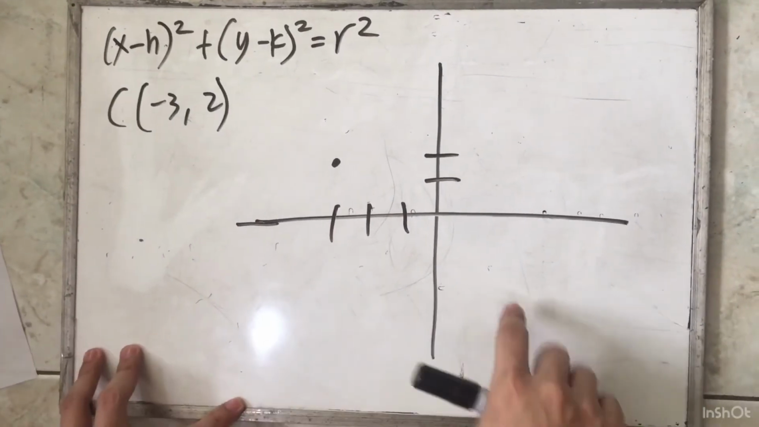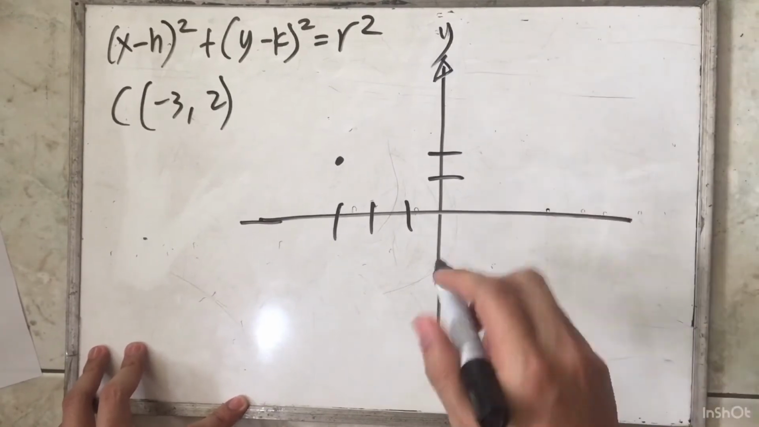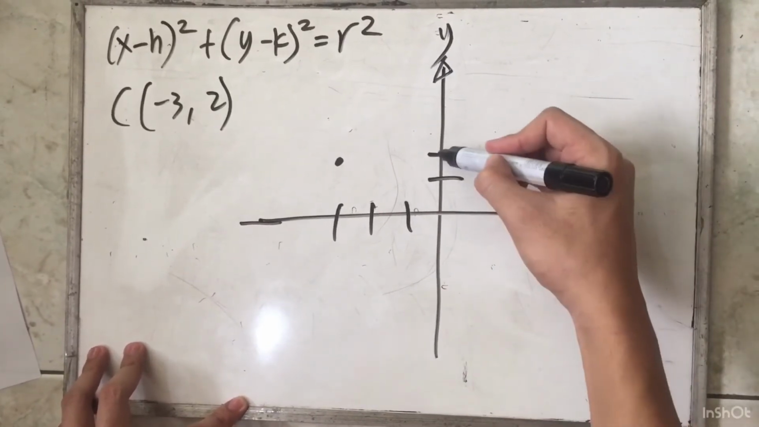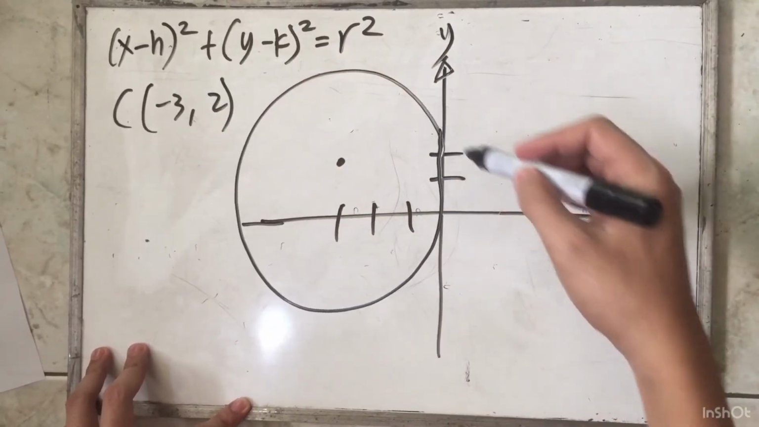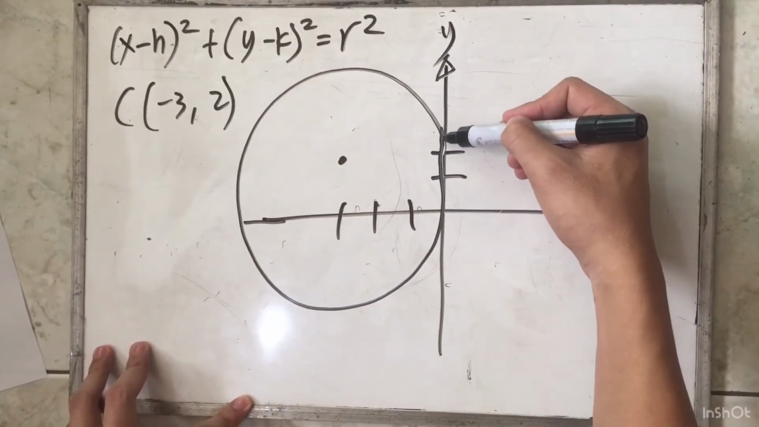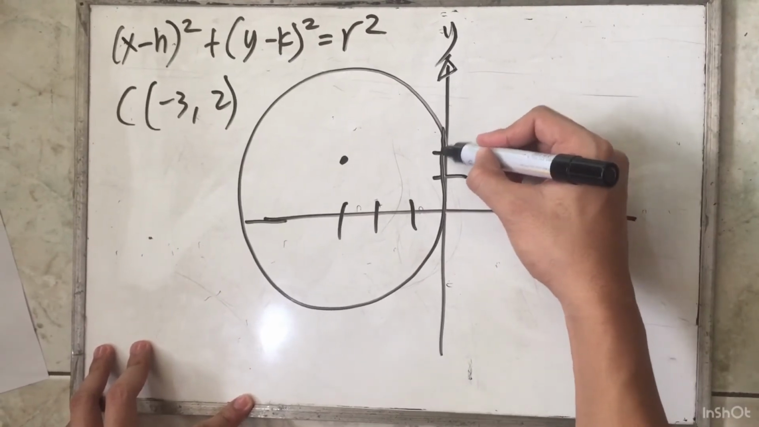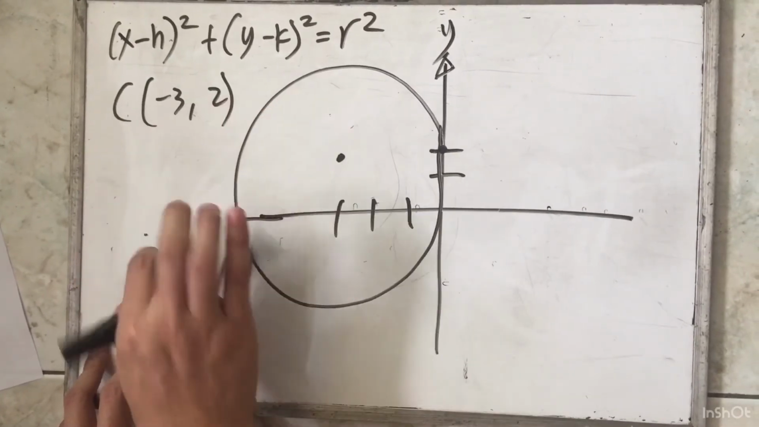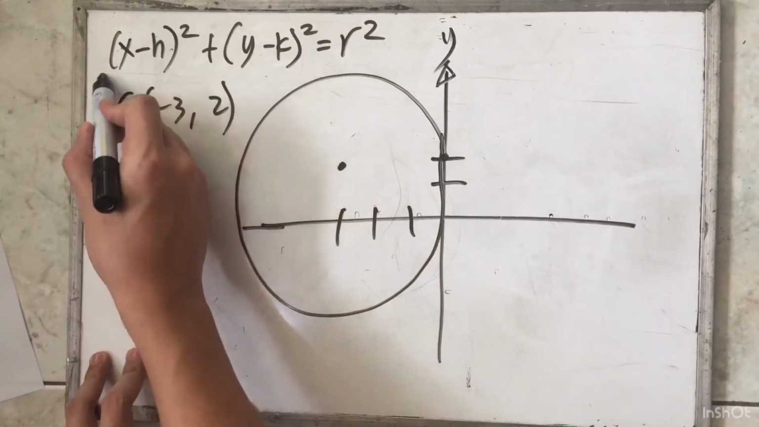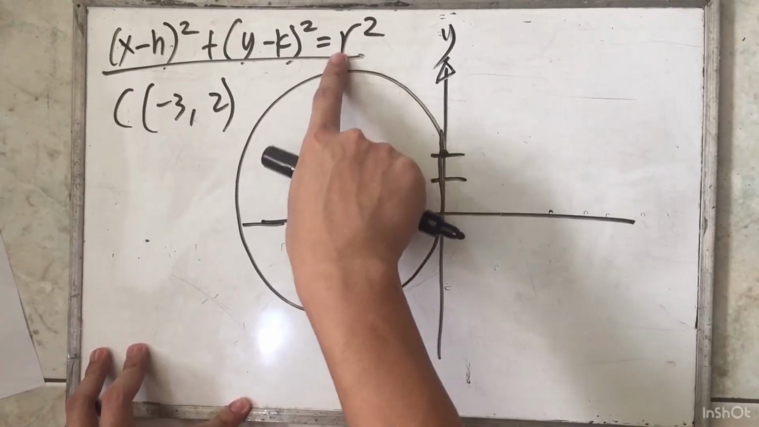Tangent to the y-axis means the circle touches the y-axis at only one point. So the circle looks like this. Assuming that the circle touches the y-axis at only one point, let's say at this point. So we have -3 and +2. We're going to write it in this form, so we're going to determine the radius.